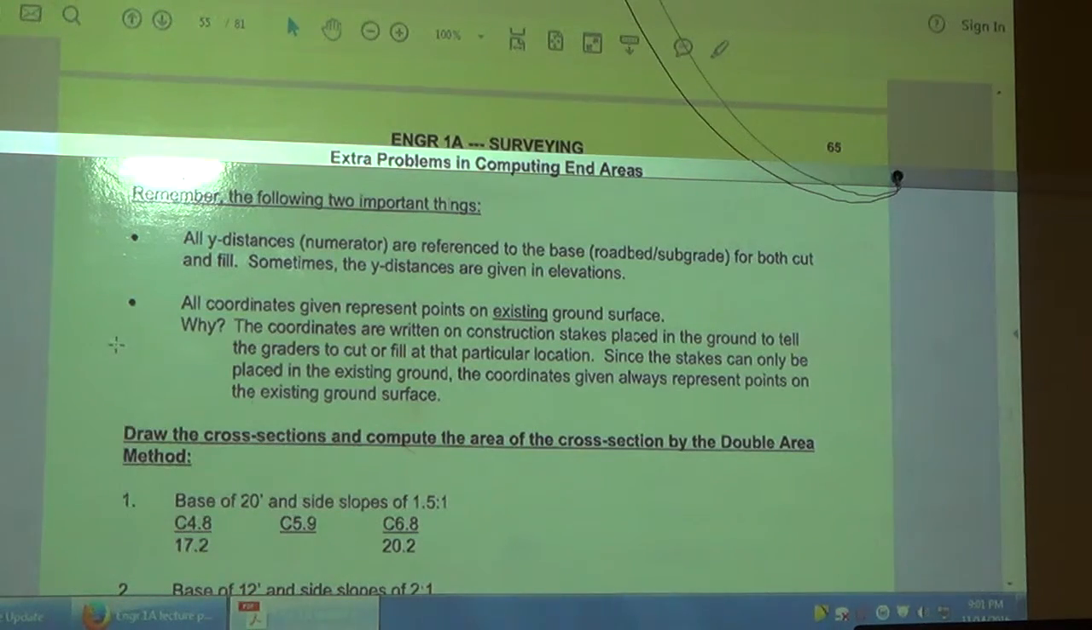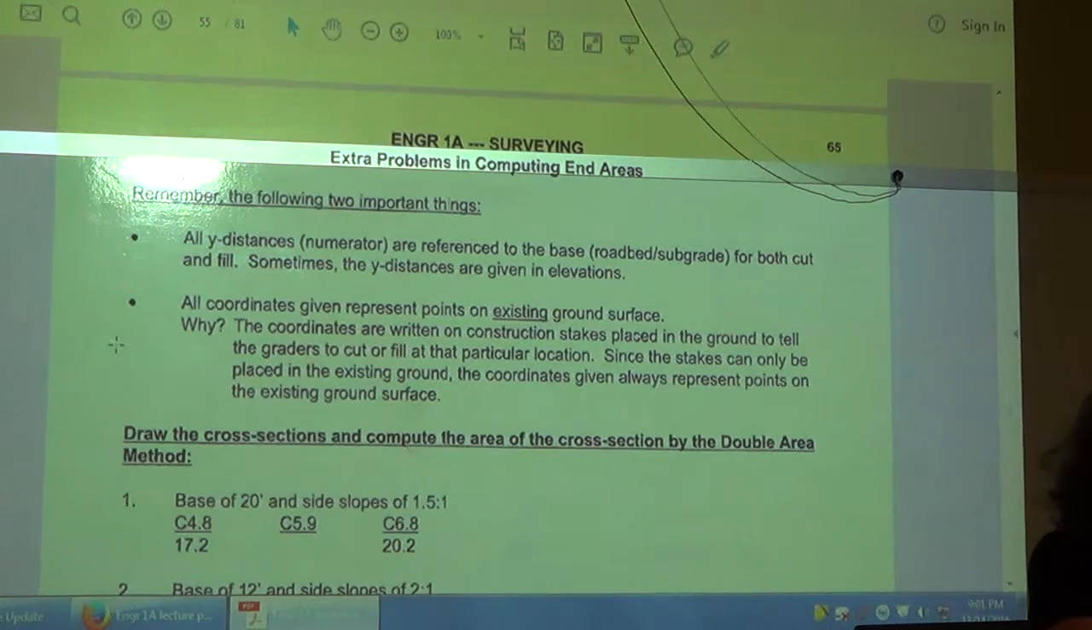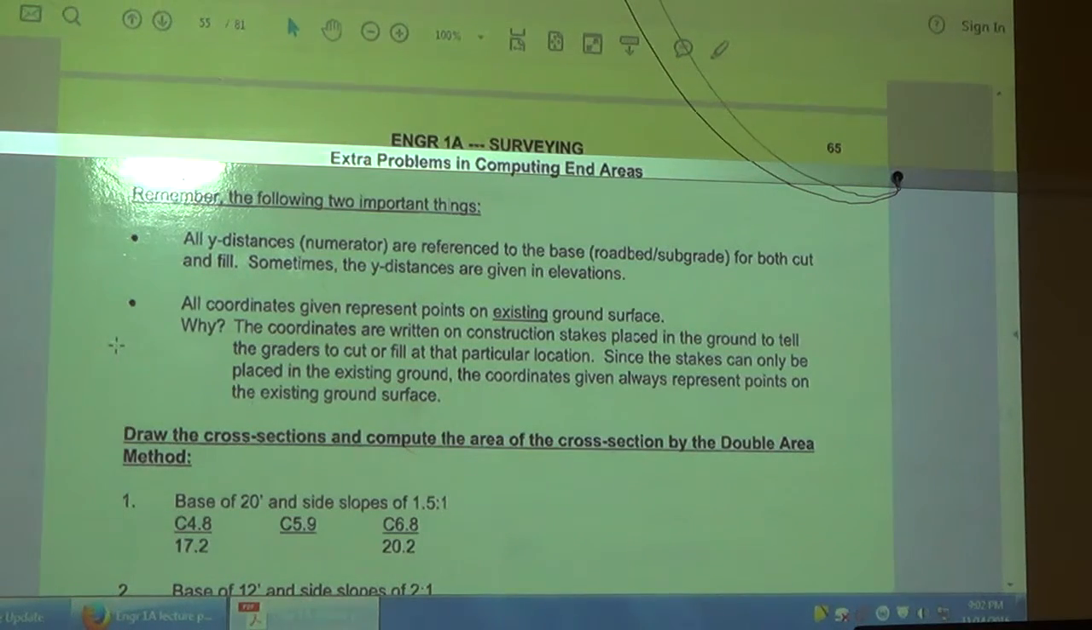Okay, this is what it should look like approximately. I drew my little slopes.